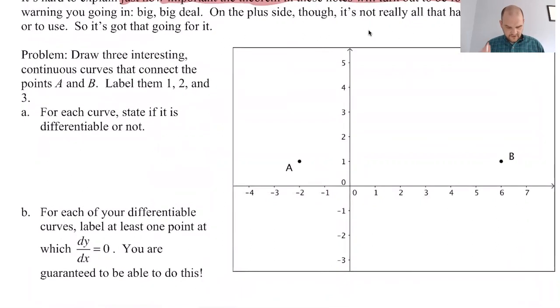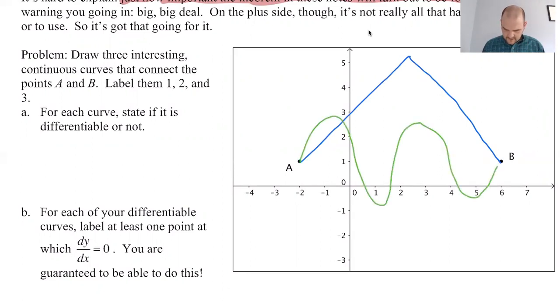All right, first thing we're going to do: draw 3 interesting, I initially thought that said intersecting, continuous curves that connect the points A and B. Label them 1, 2, and 3. I feel like this calls for different colors. So what's an interesting curve? Well, you have to start with this. You don't have to, but that's what I've chosen to do. Maybe a sine type thing. Like this, and then maybe I use the bottom. Is this interesting? Probably not. Something like that.